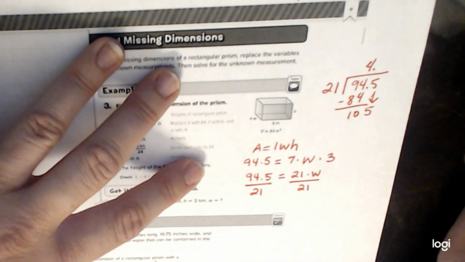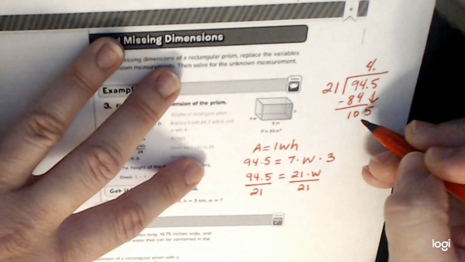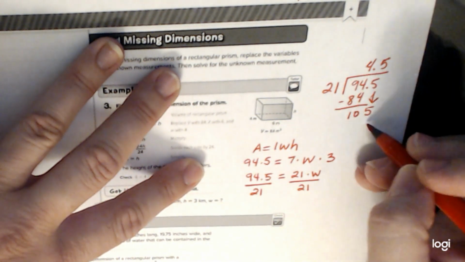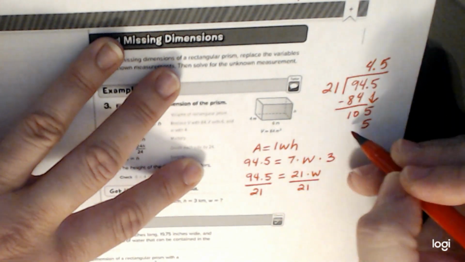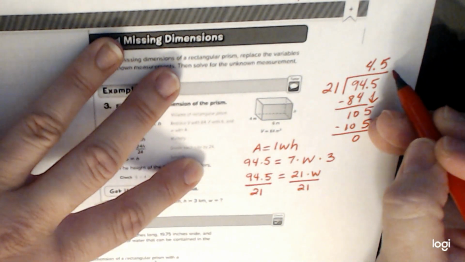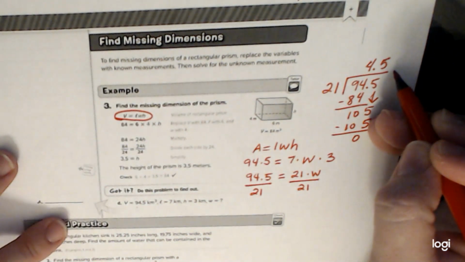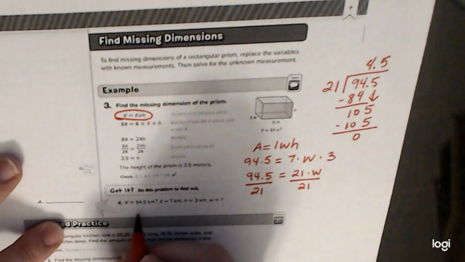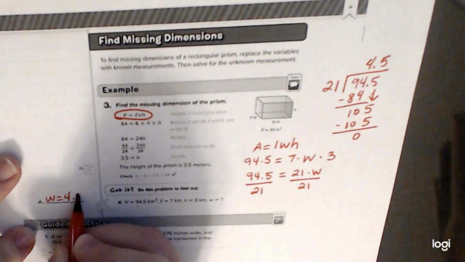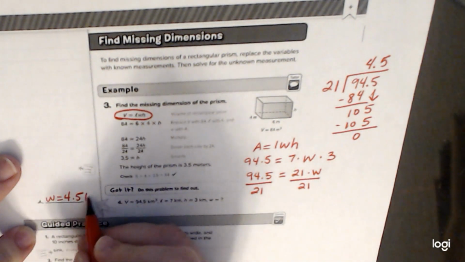Okay. I know that 20 times 5 is 100, so I'm going to use that as well. 5 times 1 is 5. 5 times 2 is 10. We subtract and we get 0. So our amount of 4.5 represents our width, so the width equals 4.5, and that is kilometers.